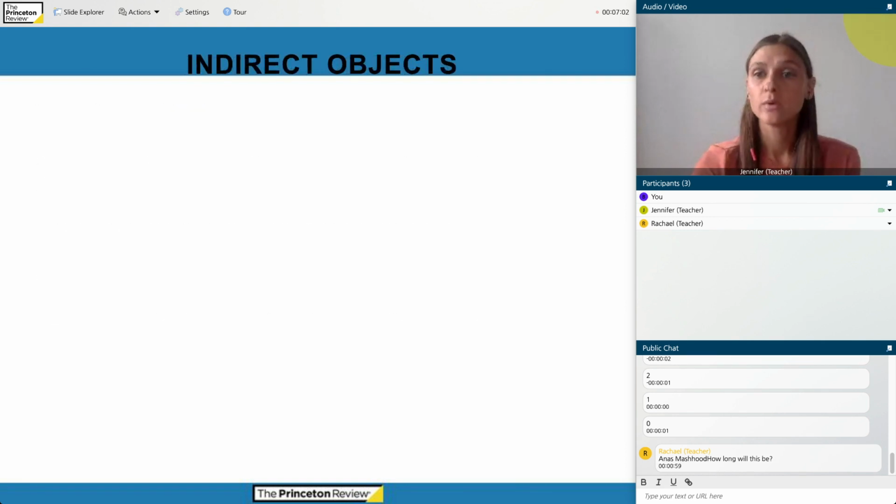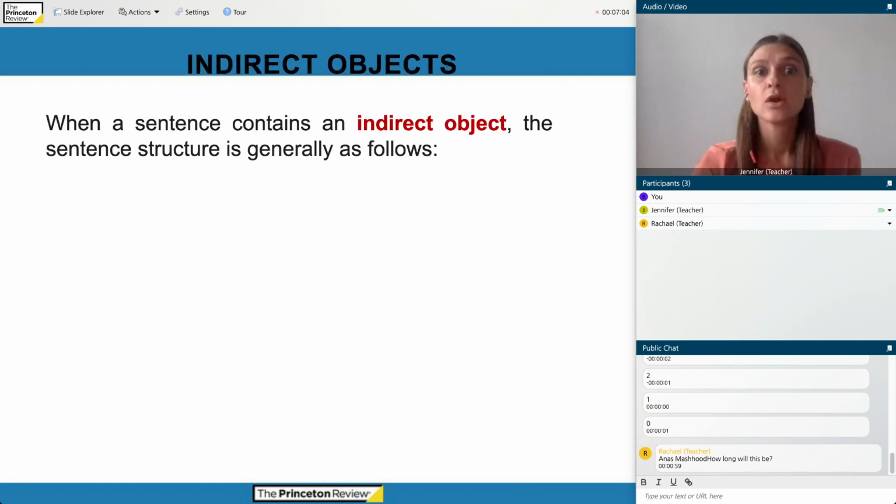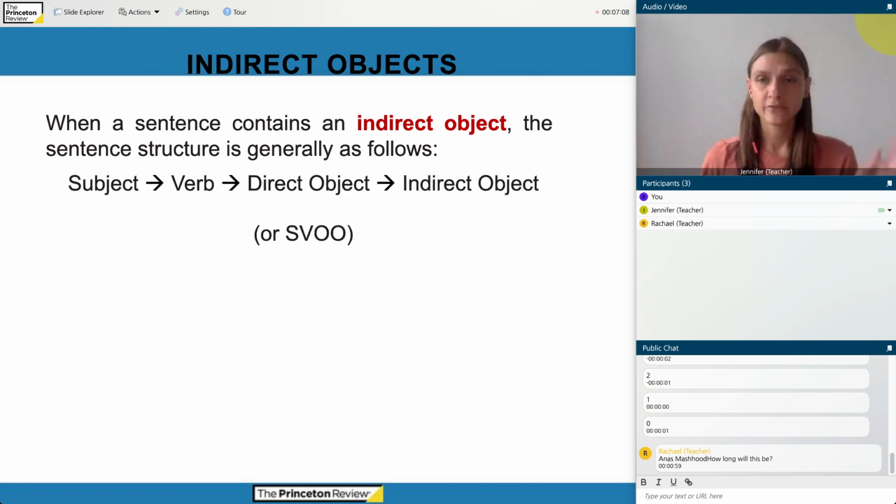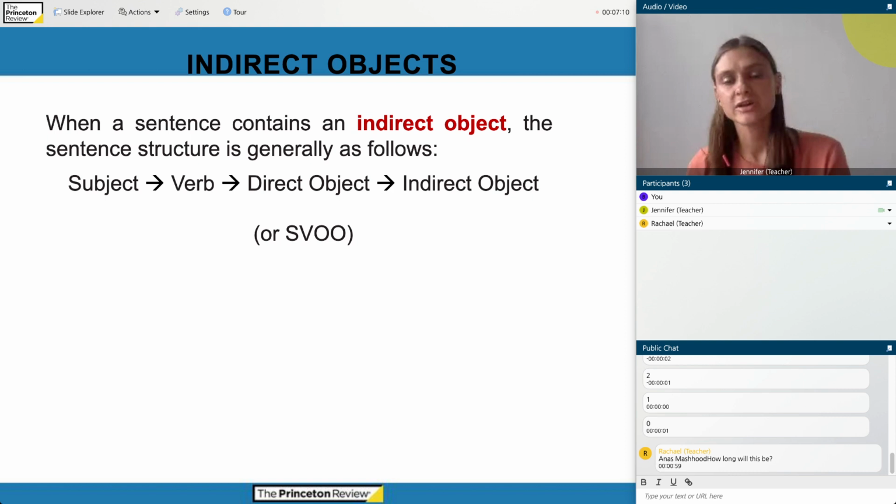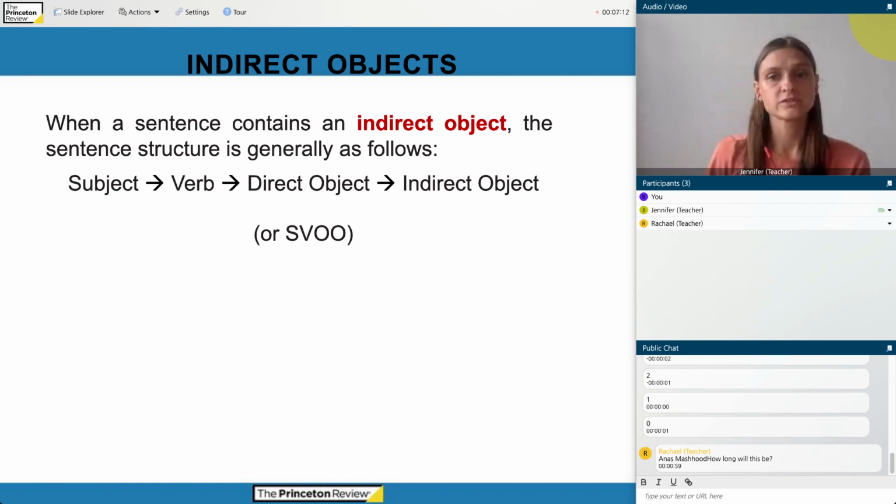So, what's the sentence structure? Typically, when we're dealing with the indirect object, we have the subject and then the verb and then the direct object. And oftentimes the indirect object will come after, but sometimes the direct and indirect object are switched.